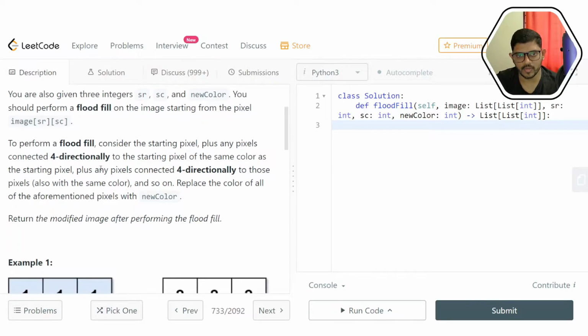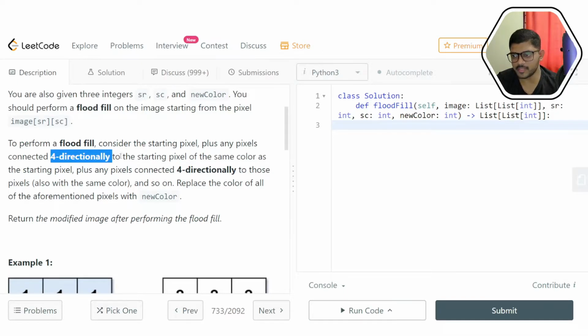Now to perform flood fill, what are we supposed to do? We need to consider the starting pixel, which is given in terms of SR, SC. If you find any pixel that is adjacent to the starting pixel, meaning the immediate left, immediate right, immediate top or immediate bottom, these four cells connected to the given cell, that is what they mean by a pixel connected four directionally: up, down, left, right.